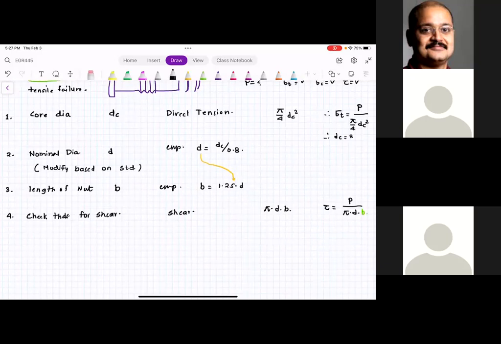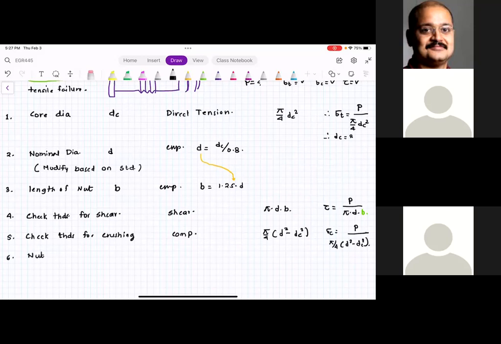Next step, check threads for crushing. And this is crushing, compression. The area is pi by 4 d square minus dc square. So sigma c is equal to P divided by pi by 4 d square minus dc square.